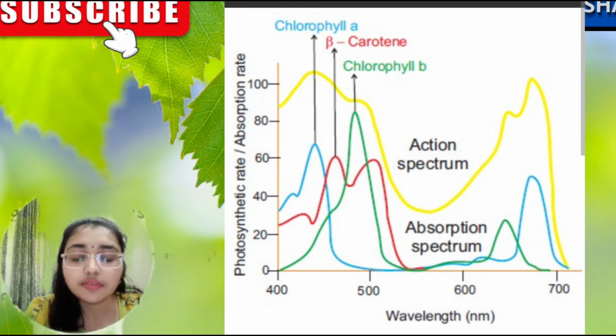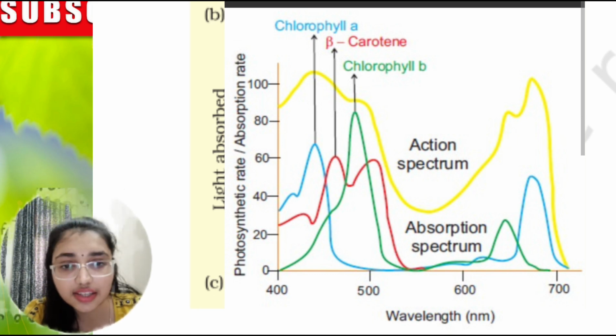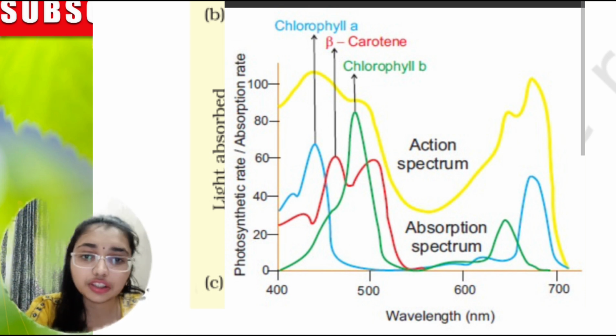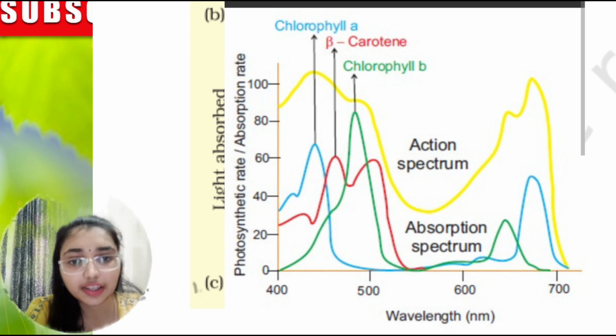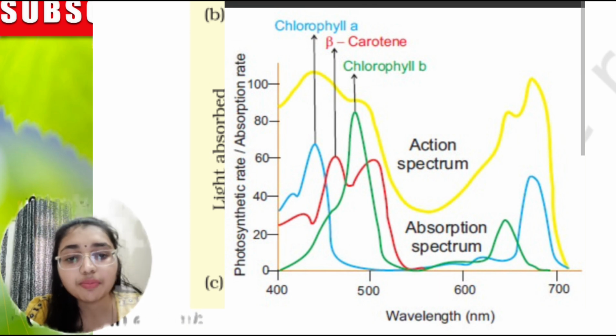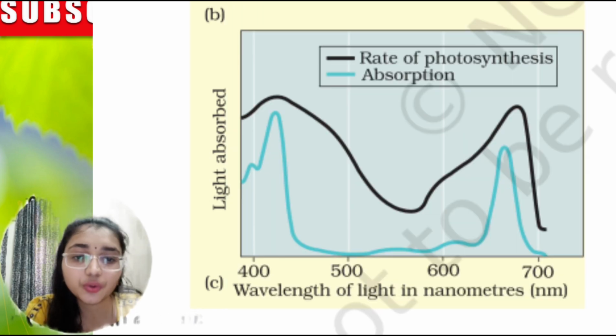First, understand that chlorophyll A is the main pigment doing the photosynthesis. The accessory pigments, chlorophyll B and carotenoids, increase the range of light absorption and transfer energy to chlorophyll A. They transfer the energy to chlorophyll A and protect it from photo-oxidation. So the action spectrum is closely followed by the absorption spectrum of chlorophyll A, proving it the chief pigment, while accessory pigments expand light absorption and enhance photosynthesis.